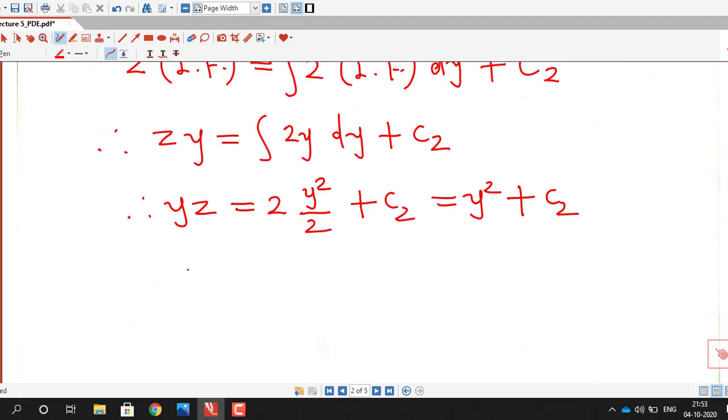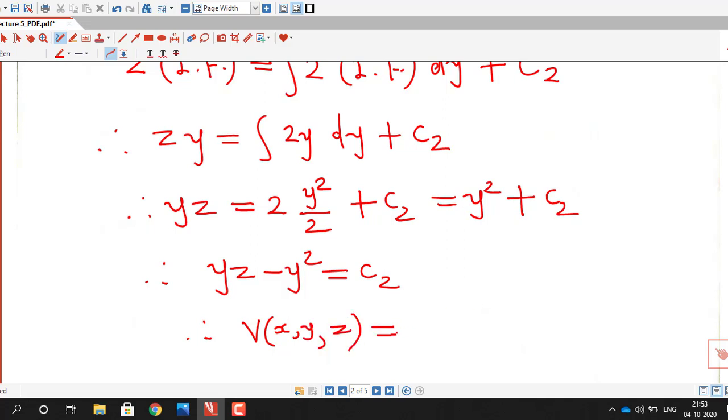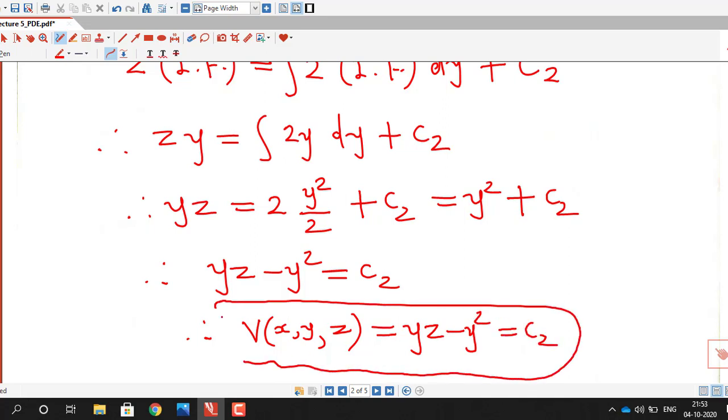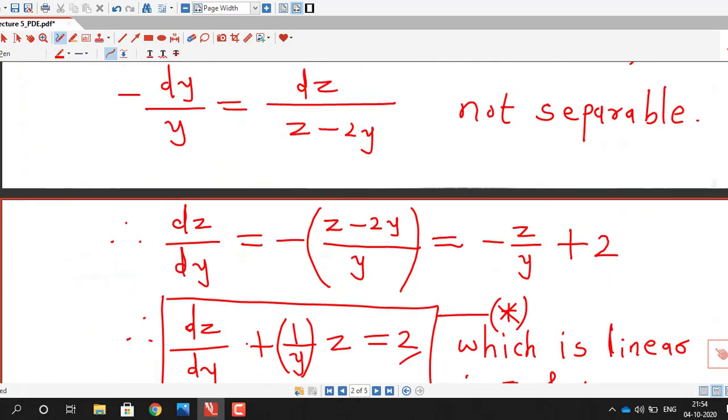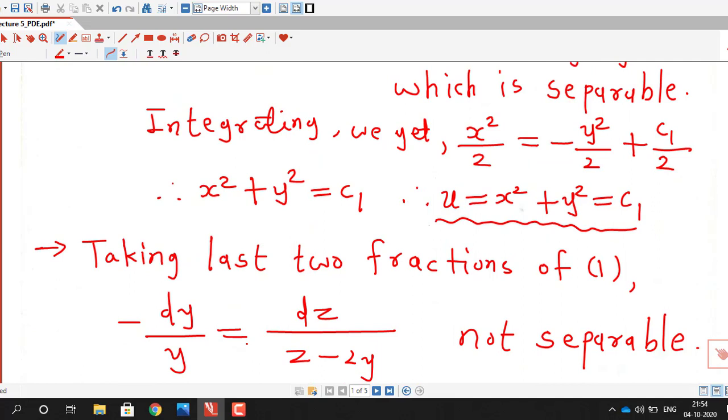So therefore y into z minus y square equal to c2. So therefore the second solution is v of xyz equal to y into z minus y square equal to c2. And the first solution is u equal to x square plus y square equal to c1.